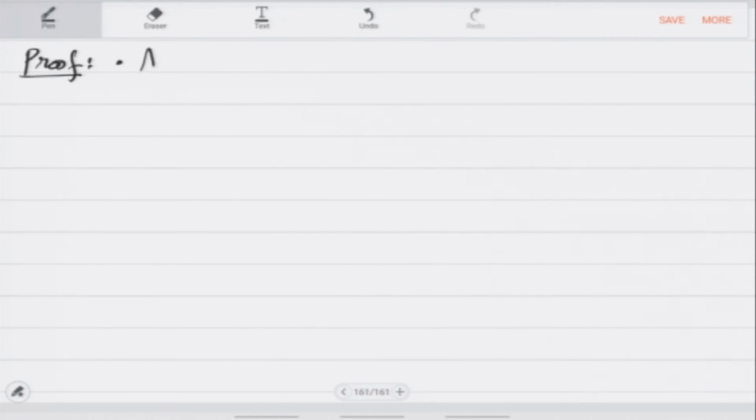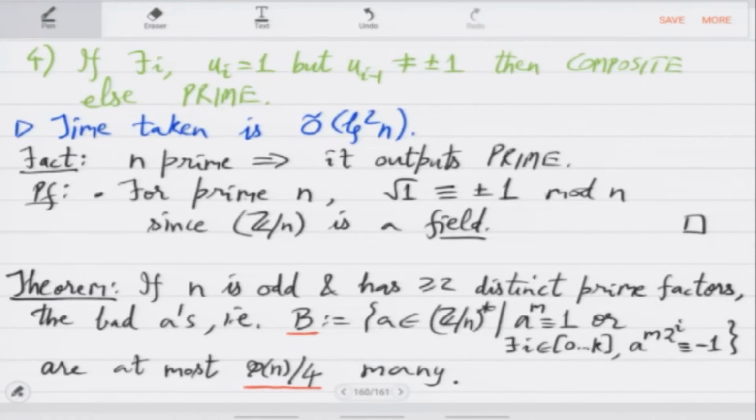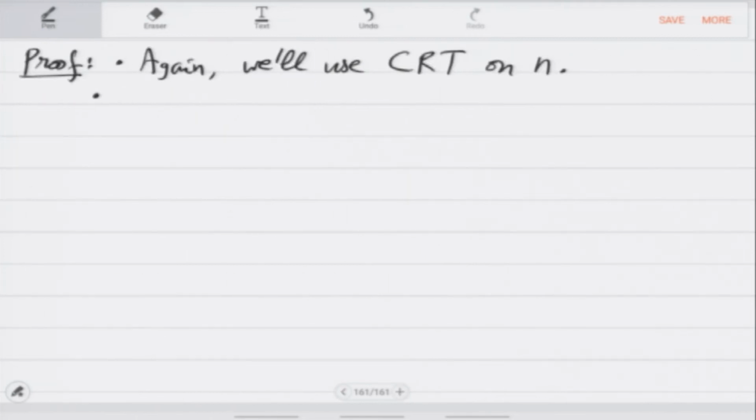So again, we'll use Chinese remaindering on n. Note that this B may not be a subgroup of Zn star. Right, this may not be a subgroup because -1 times -1 becomes 1. So that is a problem. So we'll actually first identify a subgroup and then analyze that.